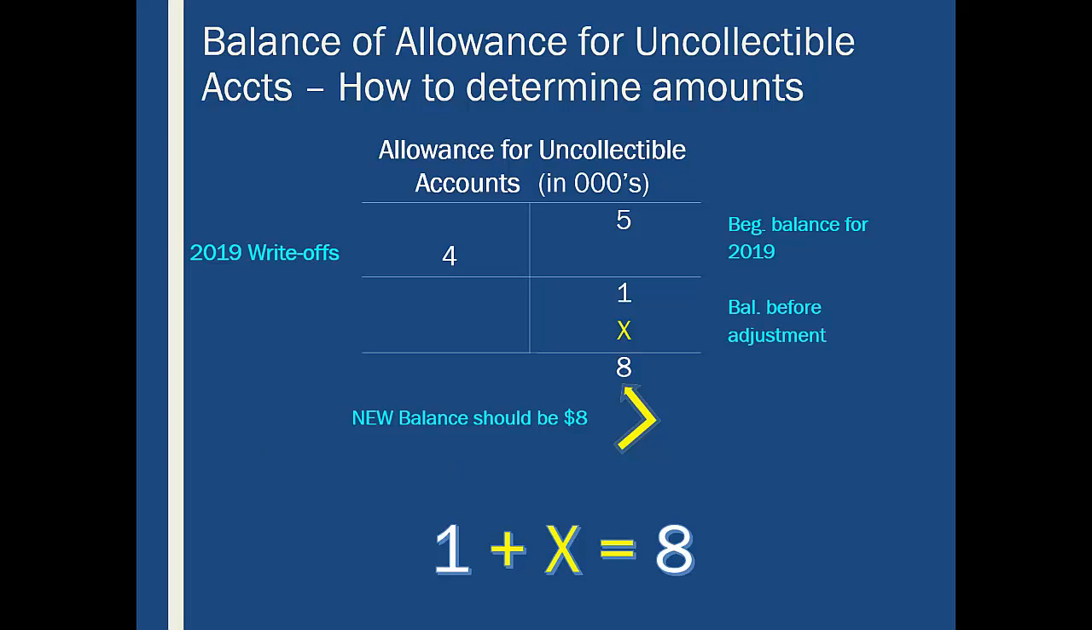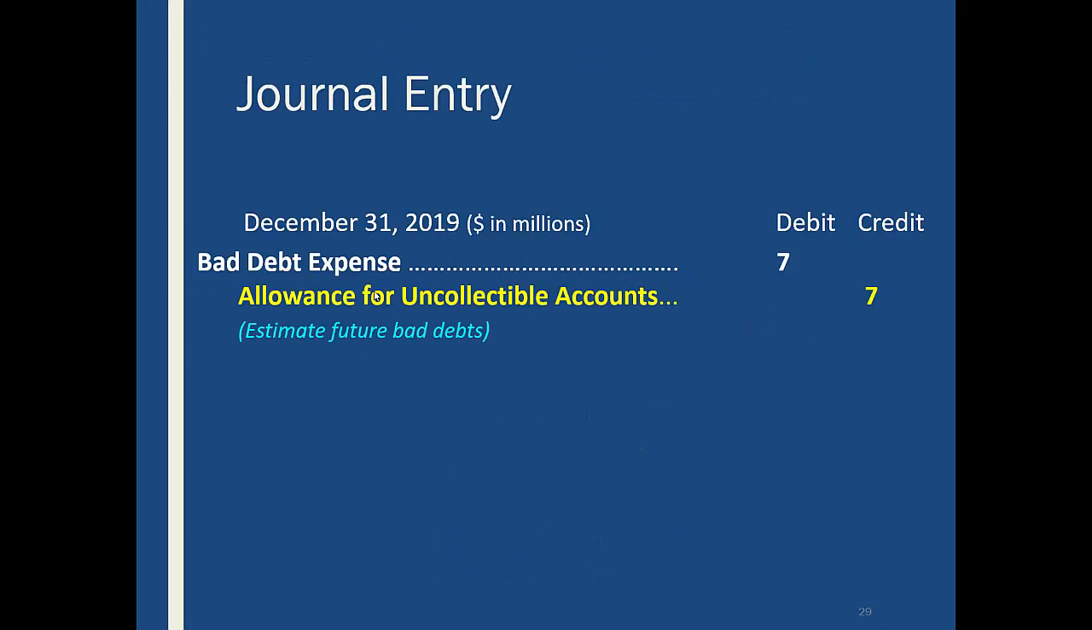And this is what the entry looks like. Remember, again, we're in millions. My bad debt expense for the next year would be $7 million, and the allowance would be $7 million.